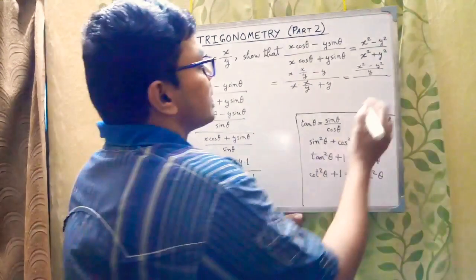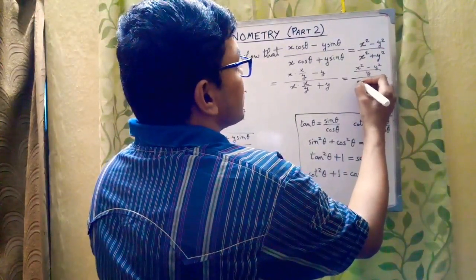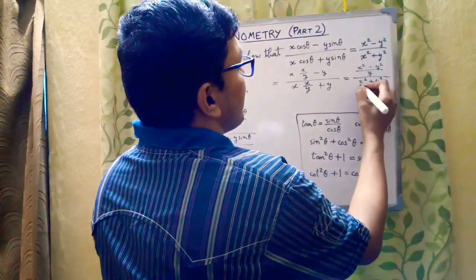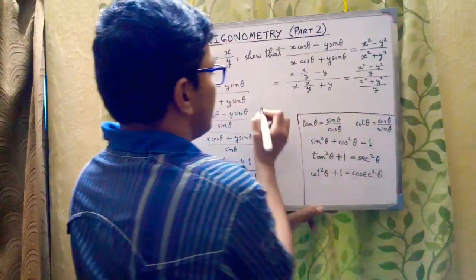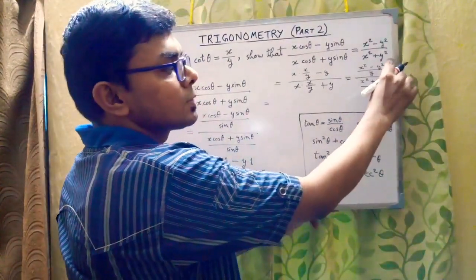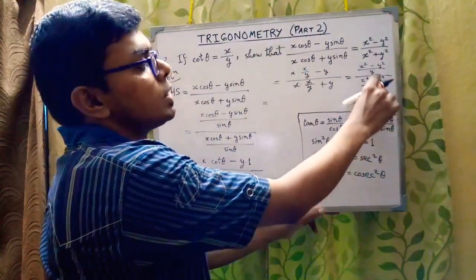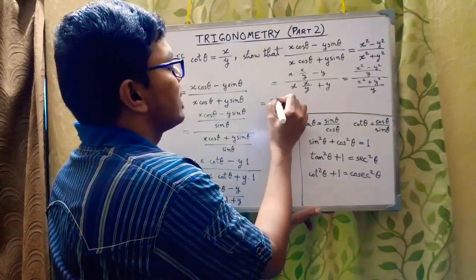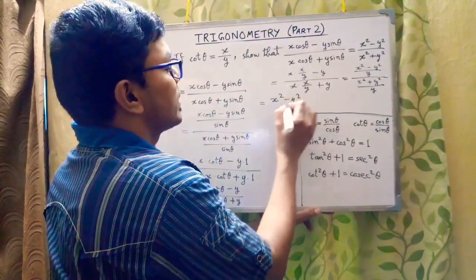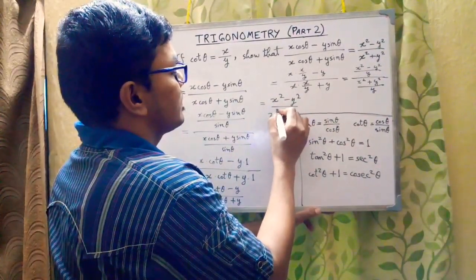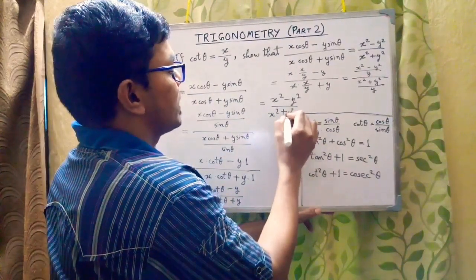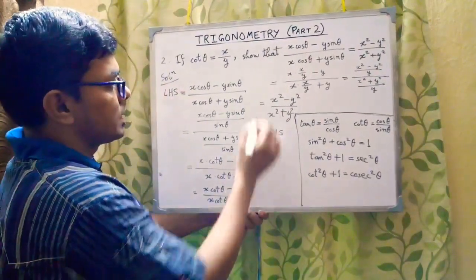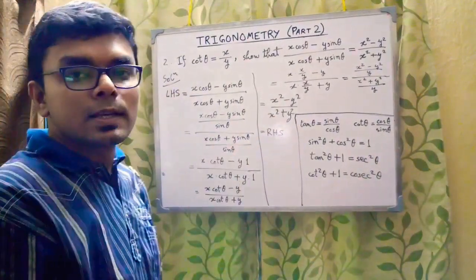Okay. And here we get x squared plus y squared by y, and that is nothing but x square minus y square by y and x square plus y square by y. So this y and y appear in both the denominators, so they cancel out and we are left with x square minus y square by x square plus y square, which is the right hand side. Okay, I think this is pretty clear to you.